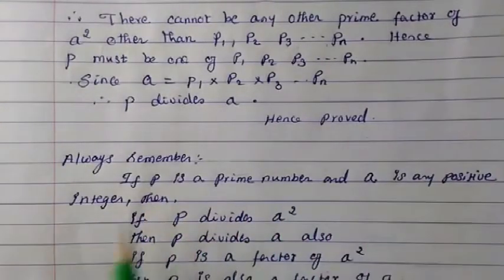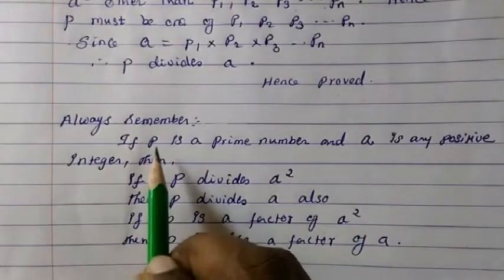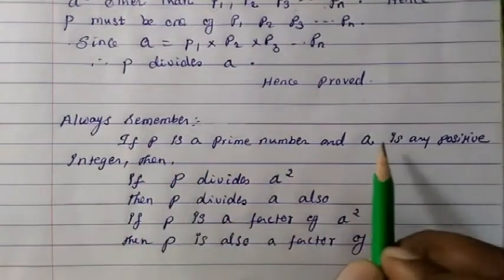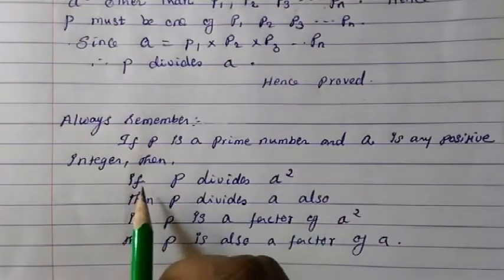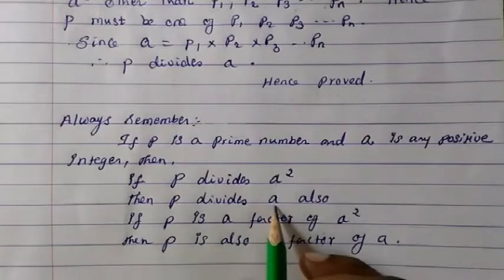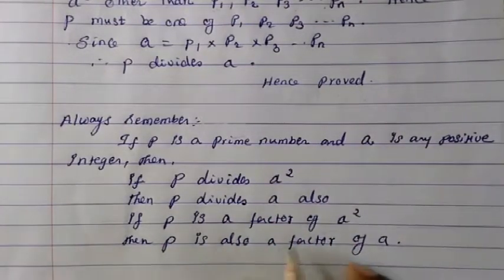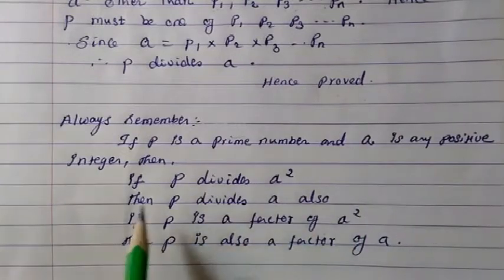One more thing you have to remember: if P is a prime number and A is some positive integer, and if P divides A square, then P also will divide A. If P is a factor of A square, then P also will be a factor of A.